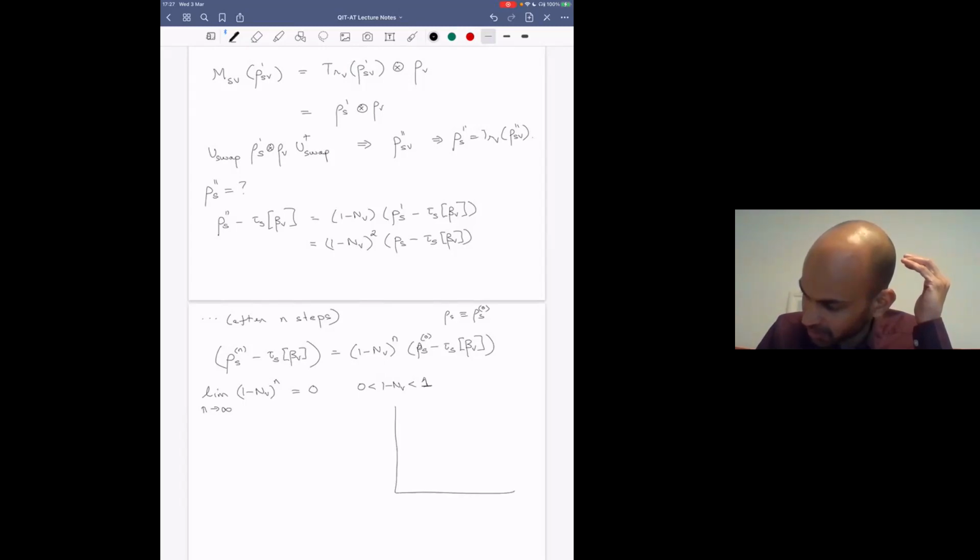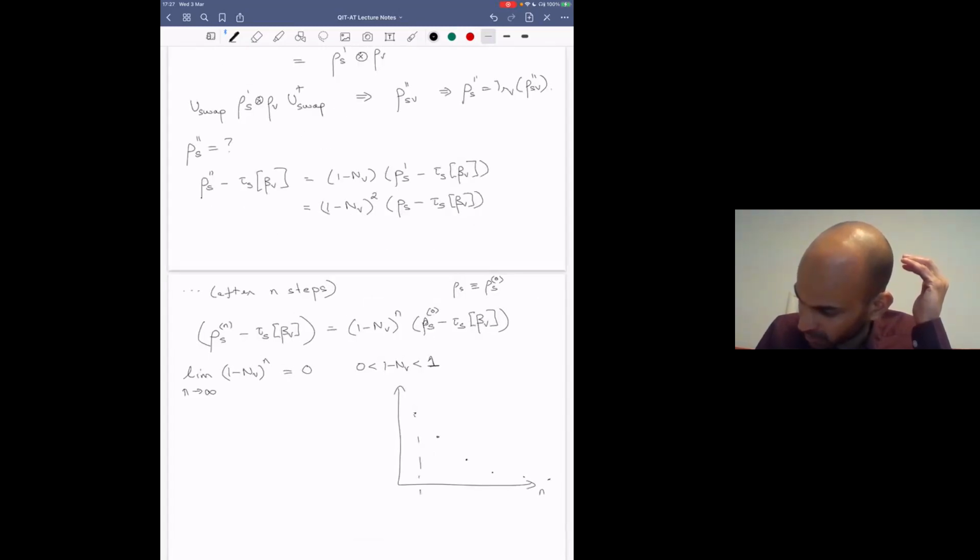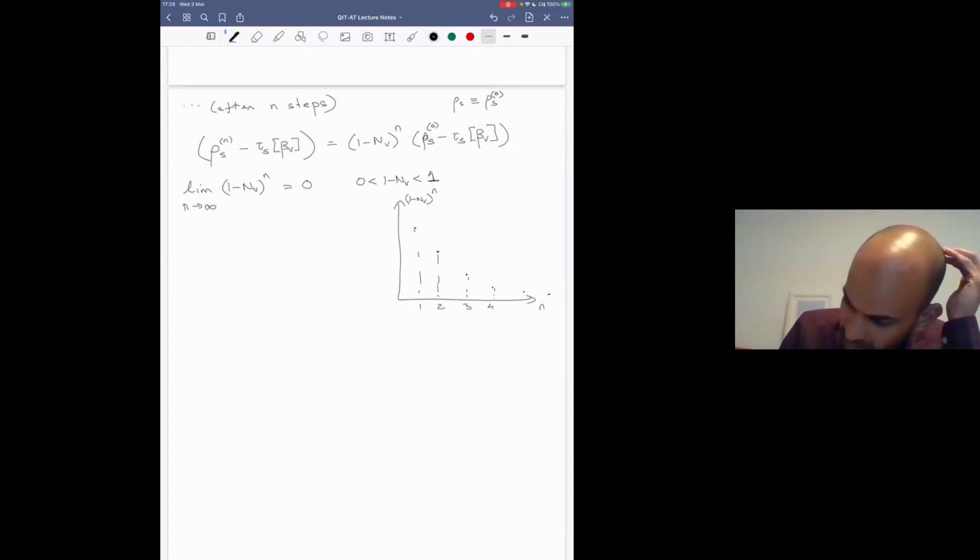So as a function of n, essentially you get something that decays towards 0. This is 1 minus NV to the n, which means that the limit as n tends to infinity of rho S n is equal to tau S beta V.